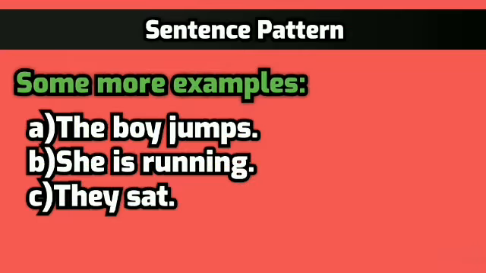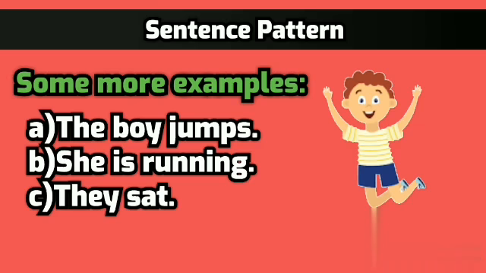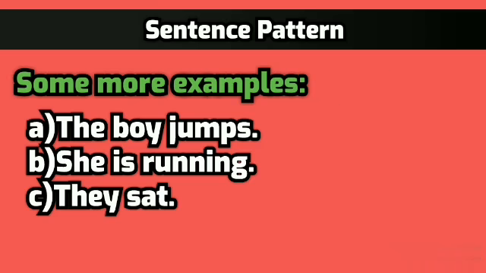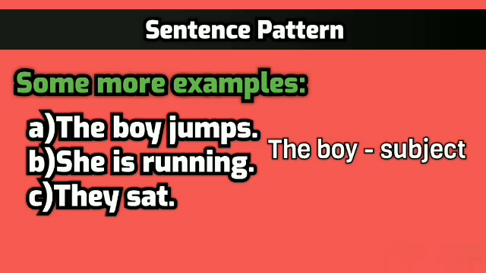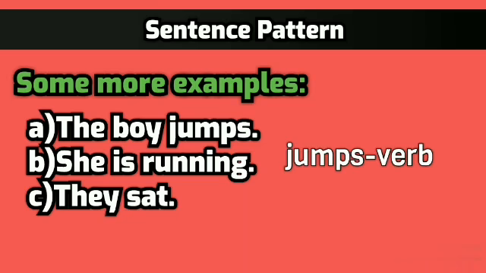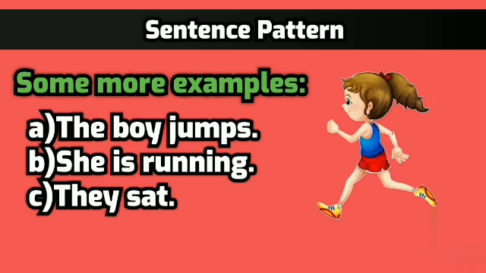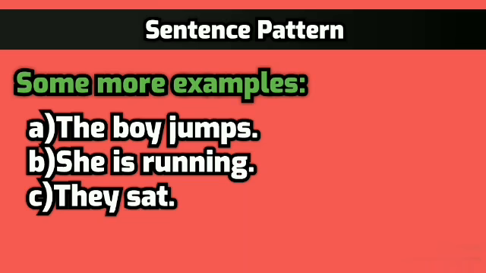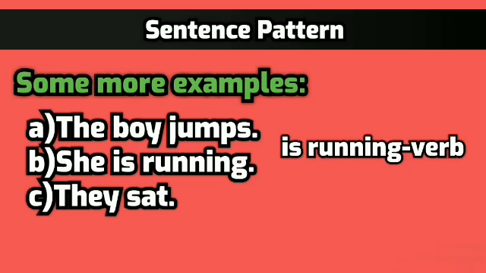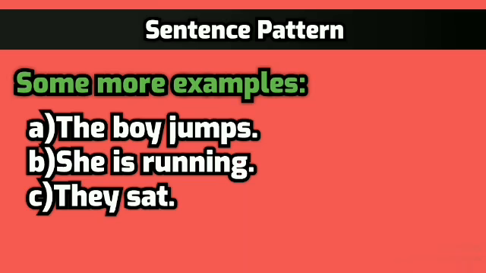Let's see some more examples for sentence pattern using subject, verb. First example, the boy jumps. Can you tell subject and verb of this sentence? Yes, the boy is the subject. Jumps is the verb. Next sentence, she is running. Which is the subject here? She is the subject. Then which is the verb? Is running is the verb. Next sentence, they sat. Can you identify subject and verb of this sentence? Yes, they is the subject. Sat is the verb.